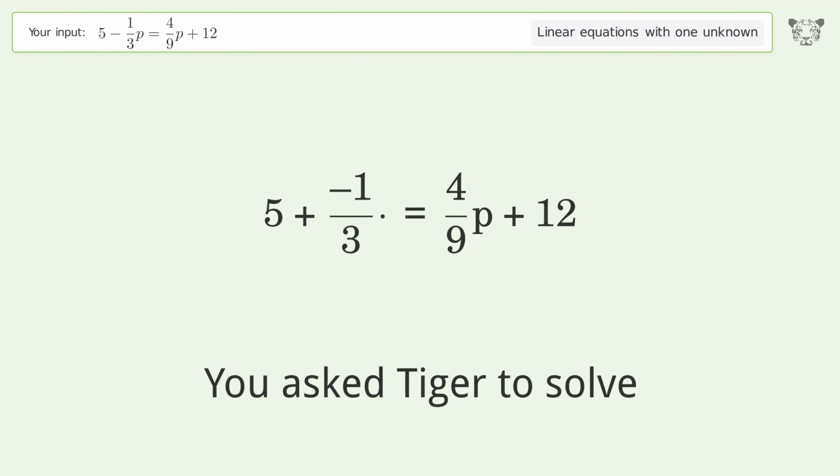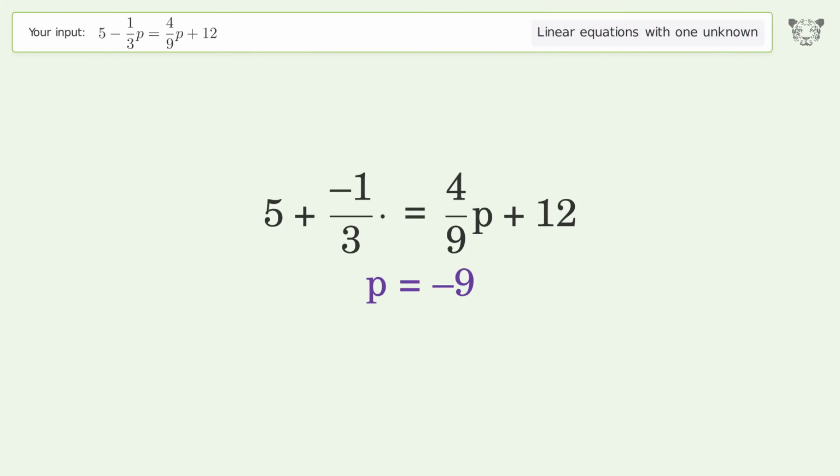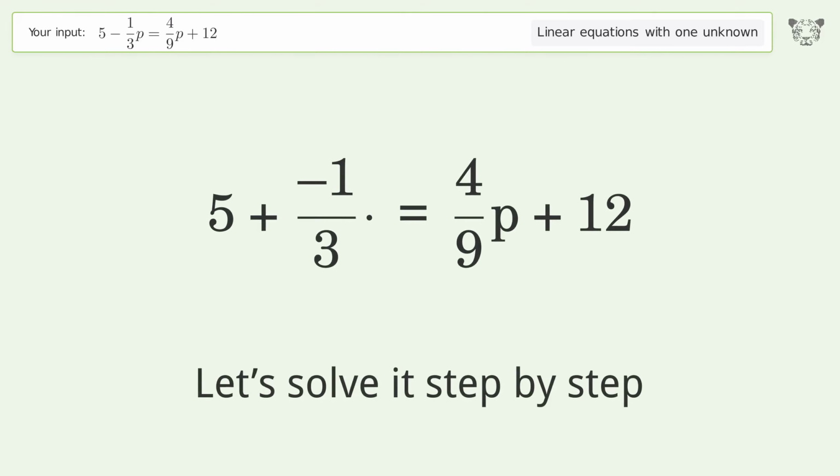You ask Tiger to solve. This deals with linear equations with one unknown. The final result is p equals -9. Let's solve it step by step.